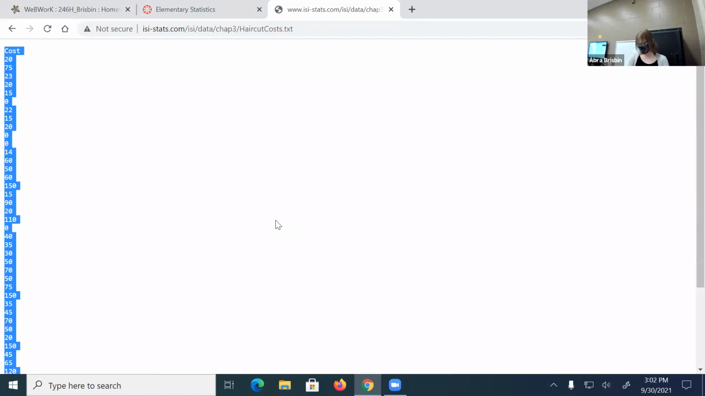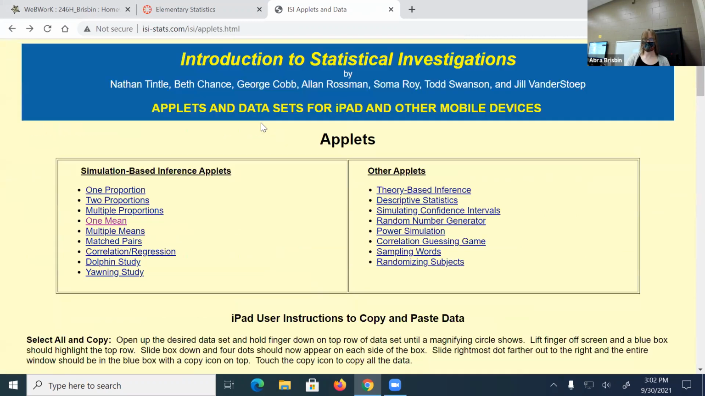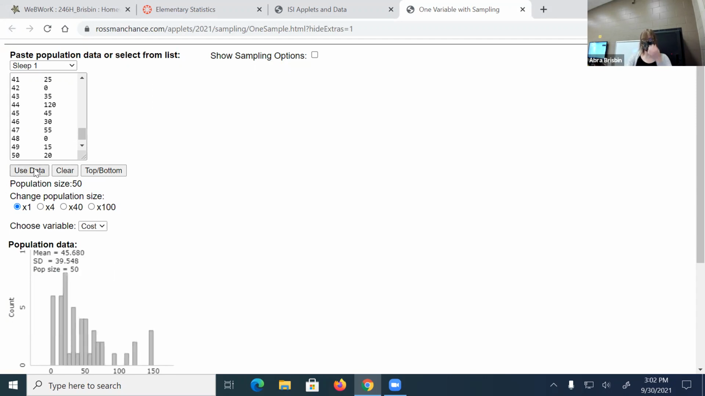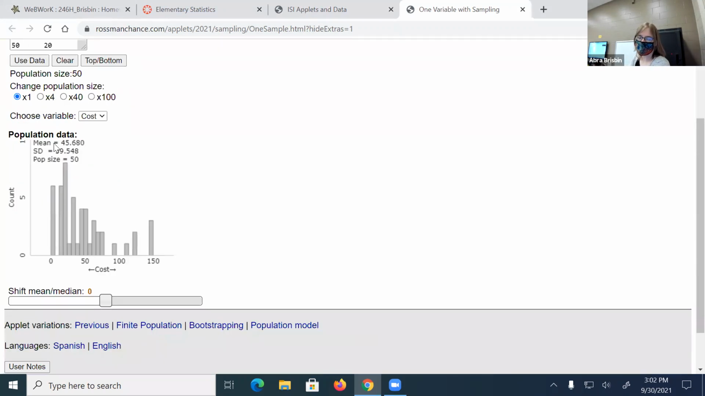So we're just going to do Control A to highlight all, and then Control C to copy. And then we'll go back to the one mean applet. Clear out the existing data and Control V to paste in the new data, and then use data. And here we have a sample mean of 45.68. Make a note of that.